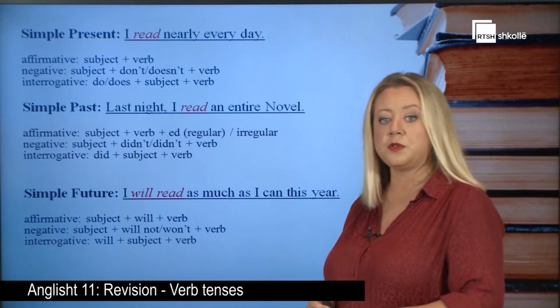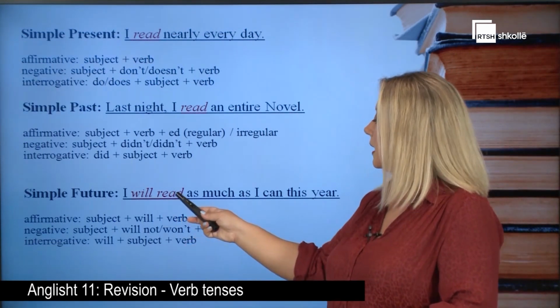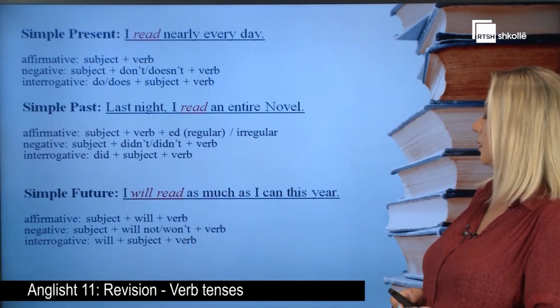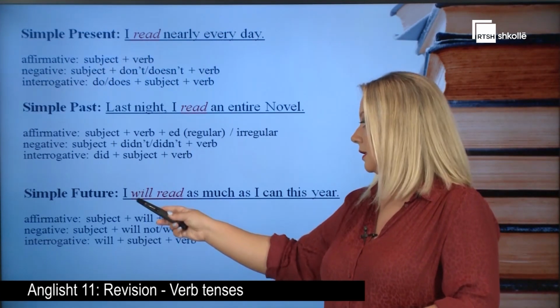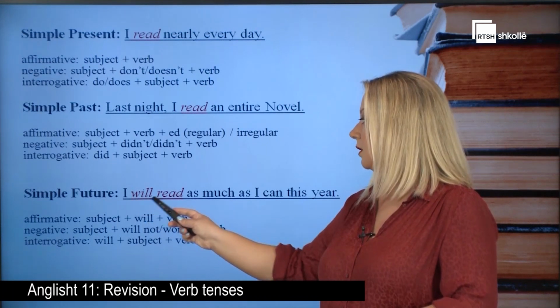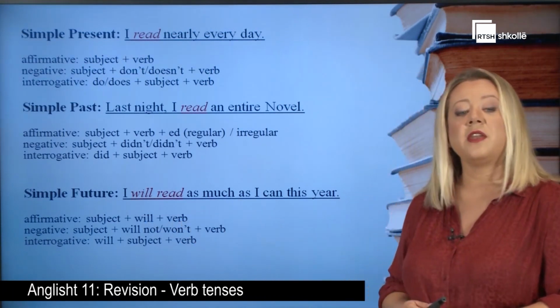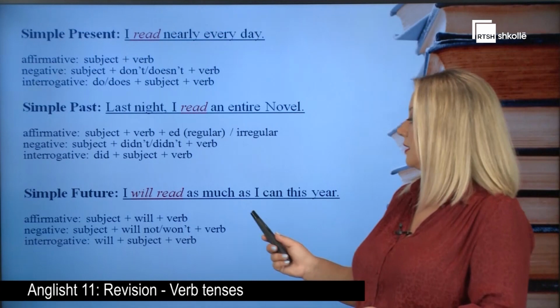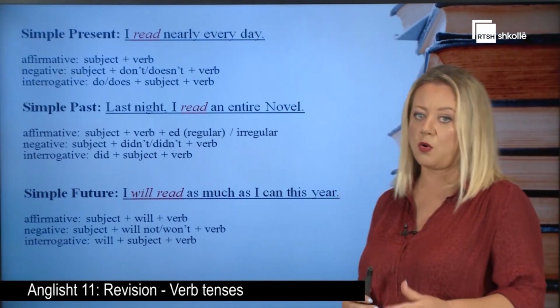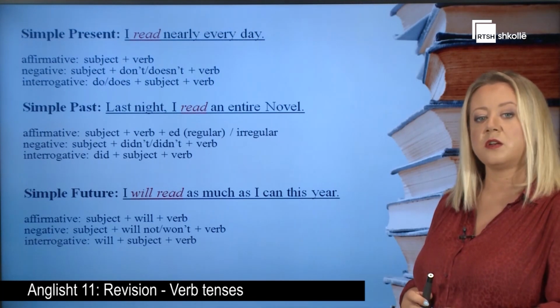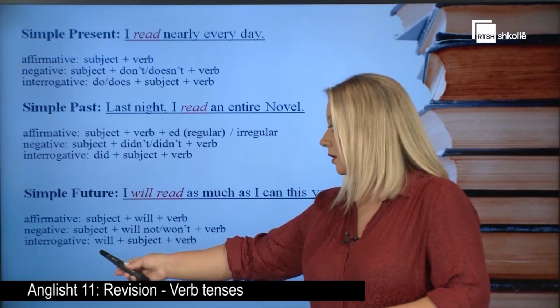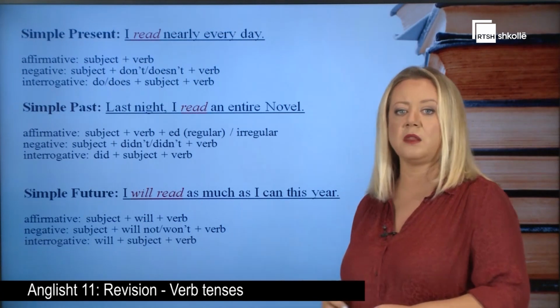What about simple future? I will read as much as I can this year. Here we have an affirmative sentence. It is subject plus will plus verb. The negative is formed with subject, will not or won't as a contracted form, and then the verb. And the interrogative is will, then the subject followed by the verb.